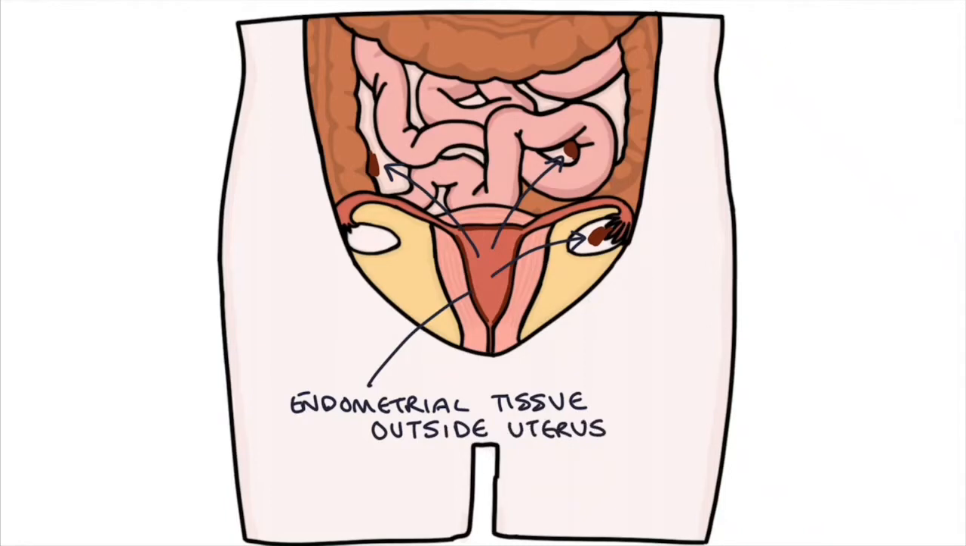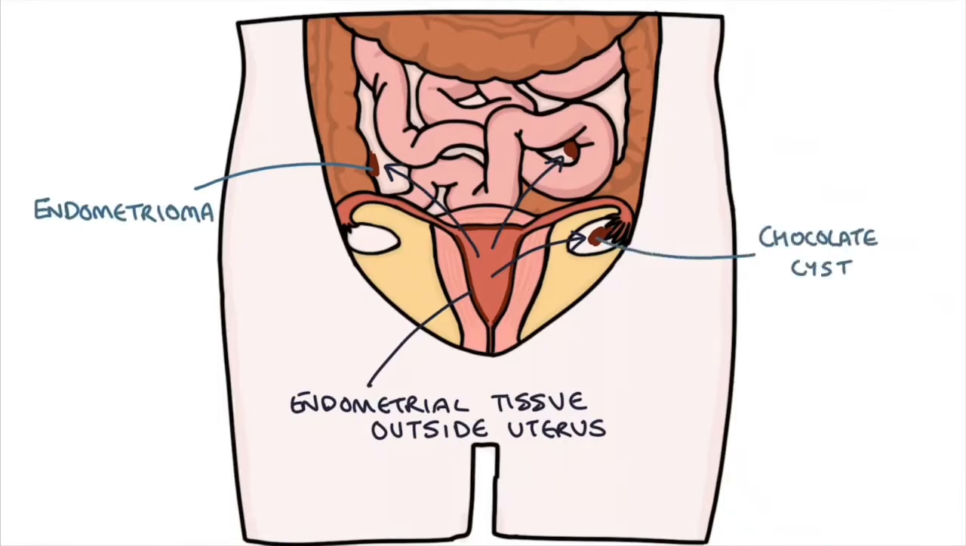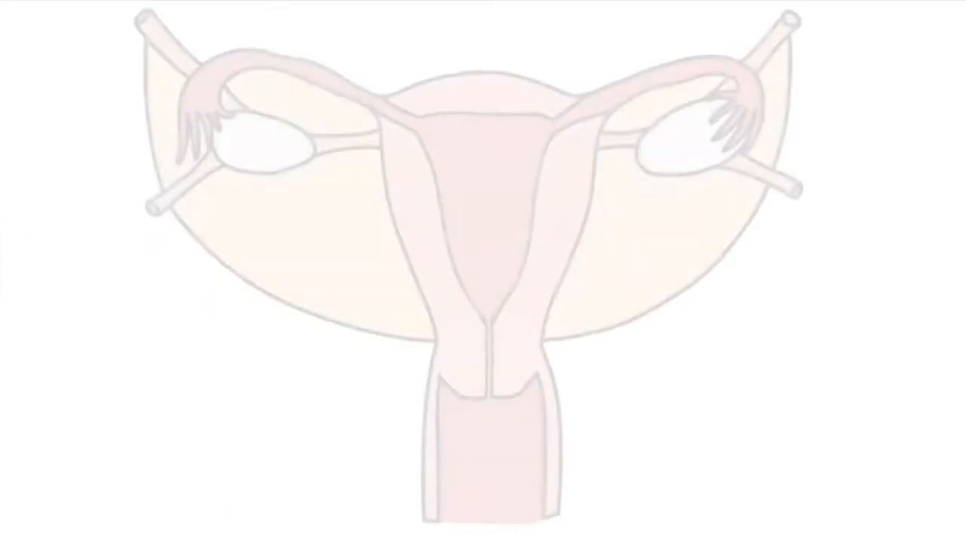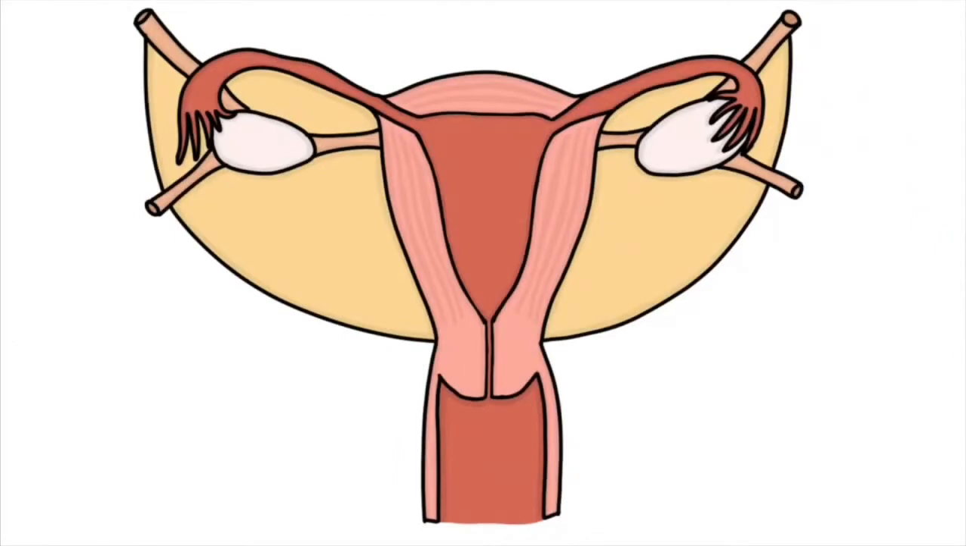And when you have a lump of endometrial tissue outside the uterus, we can call it an endometrioma. When you have endometriomas in the ovaries, sometimes we can call them chocolate cysts. So before we go any further, I just want to go through some basic anatomy of the pelvis.